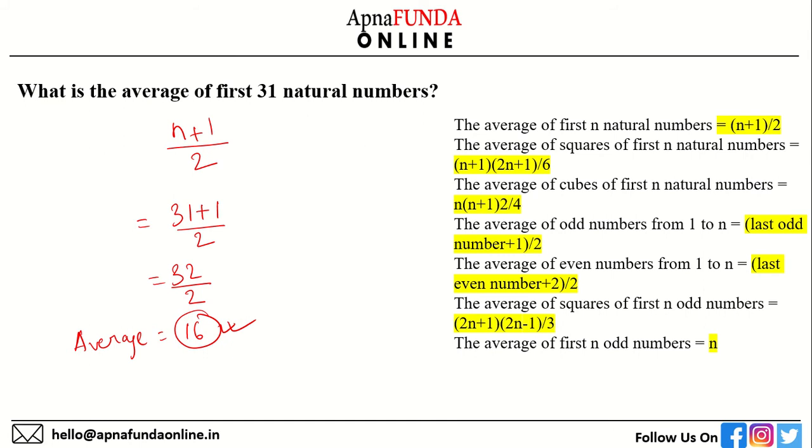The next is the average of odd numbers from 1 to n, which is equal to (last odd number plus 1) divided by 2. The average of even numbers from 1 to n is equal to (last even number plus 2) divided by 2. The average of squares of the first n odd numbers is equal to (2n plus 1) into (2n minus 1) divided by 3. The average of the first n odd numbers is equal to n. Please make a note of these formulas.